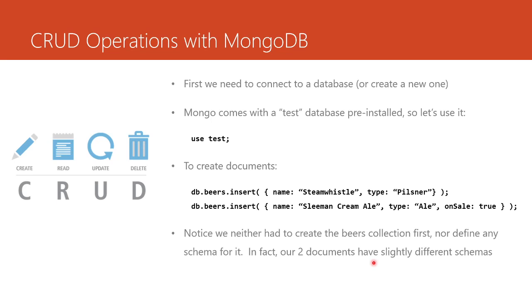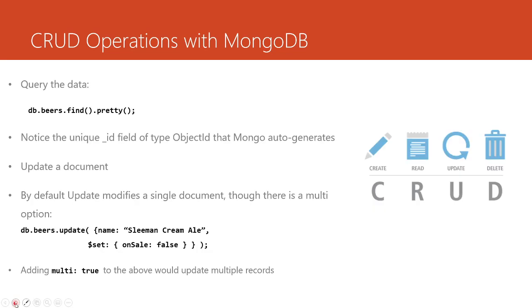You can see this here. Steam whistle and type. Name is this and the type is that and on sale is that. But notice they're the same thing going into the same DB. Okay. But you can see, if you've got any experience whatsoever with JSON, that there's a similar syntactical relationship.